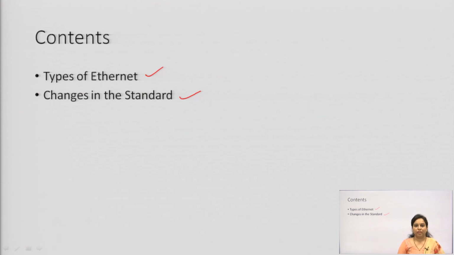Ethernet is basically related to the LAN, that is local area network, and there are different types depending on the number of users it can accommodate and the bandwidth it can allow. On that basis different types of Ethernet are defined. So, we will discuss different types of Ethernet in this lecture.